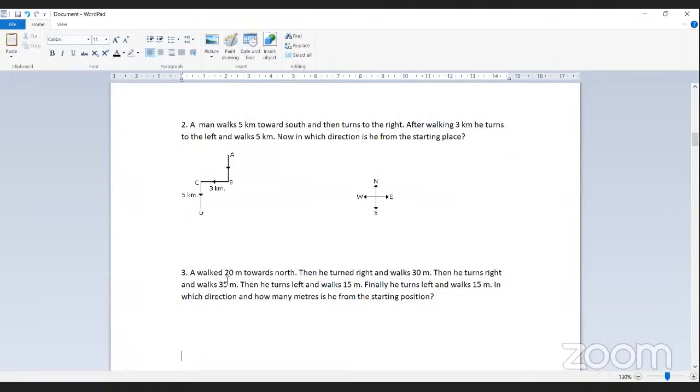Okay. A walked 20 meters towards north. Then he turned right and walks 30 meters. Then he turns right and walks 35 meters. Then he turns left and walks 15 meters. Finally, he turns left and walks 15 meters. The question is in which direction and how many meters is he from the starting point? Try this.